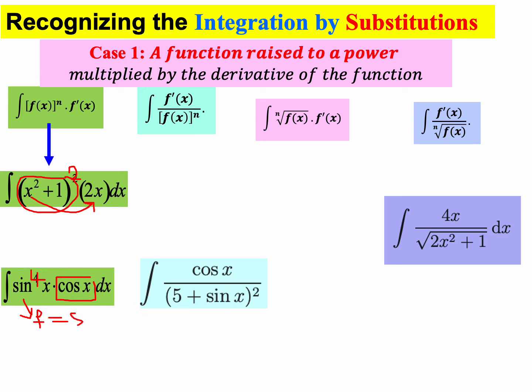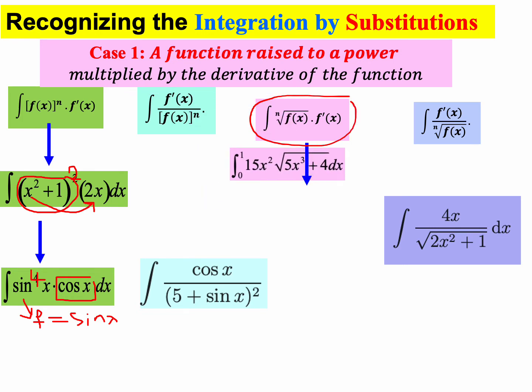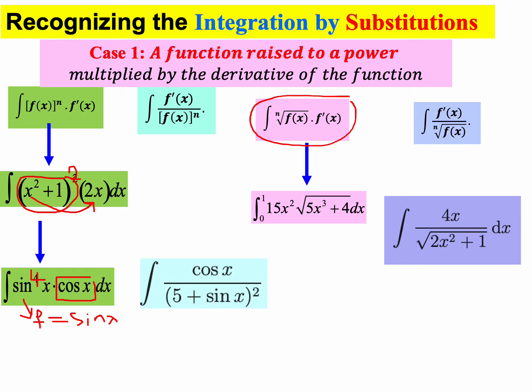The second example here sometimes is difficult to recognize, because sine to the power 4 means sine x all to the power 4. So we should make sure that we take the sine without the power as the function. The second case is when we have a radical raised to power. If you look at this example, we can easily say that there is a function inside the radical and its derivative is also given to us. So we can easily say that this is integration by substitution.